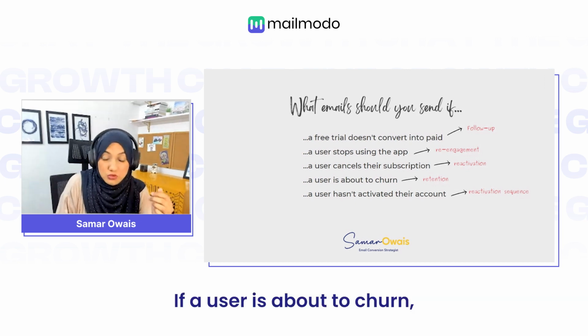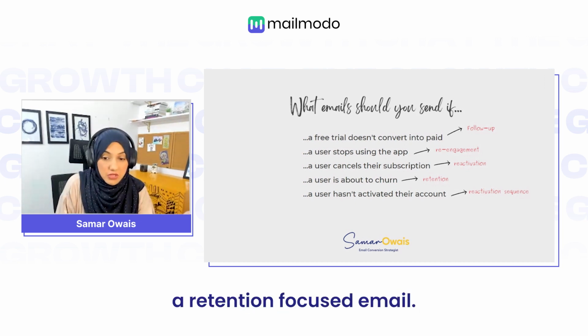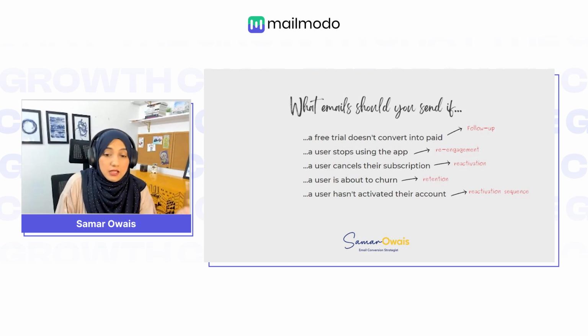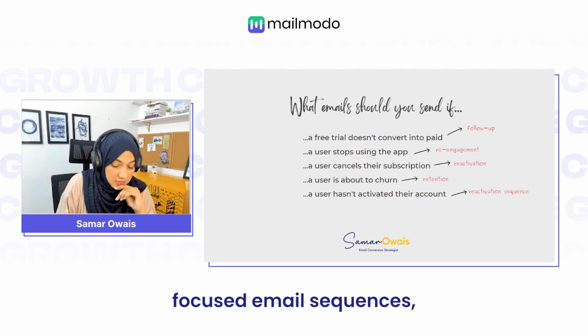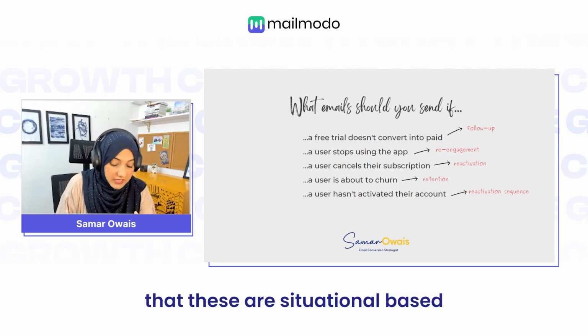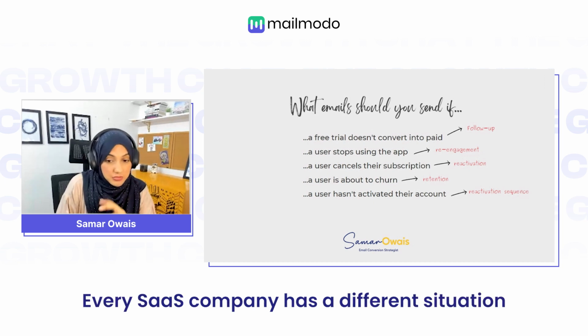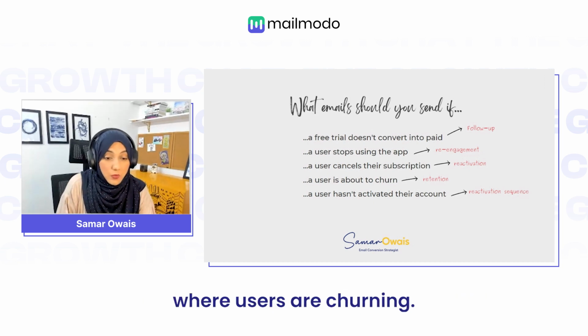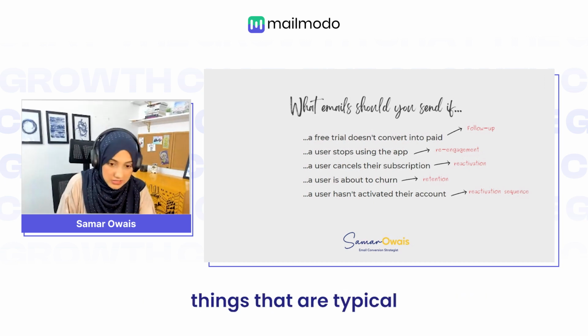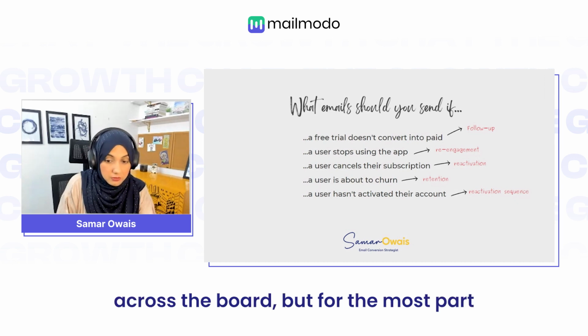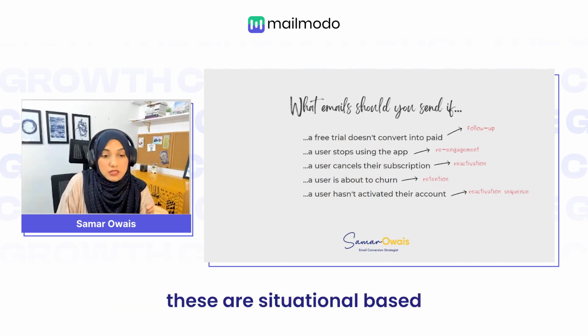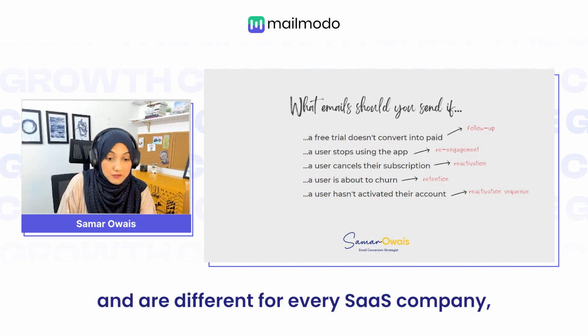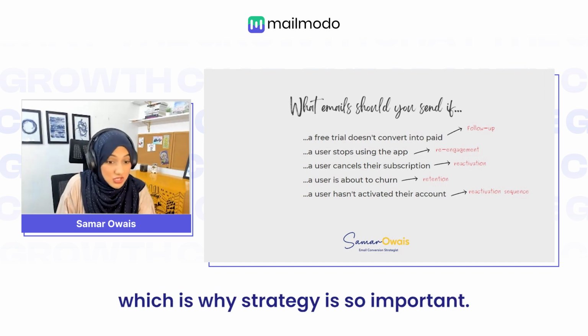If a user is about to churn, you are going to send them a retention-focused email. And for these retention-focused email sequences, I always say that they're situational for every SaaS company, right? Every SaaS company has a different situation where users are churning. Yes, there are certain things that are typical across the board, but for the most part, these are situational and are different for every SaaS company, which is why strategy is so important.